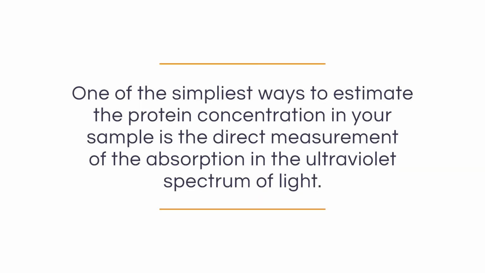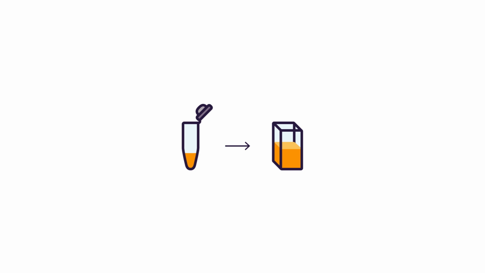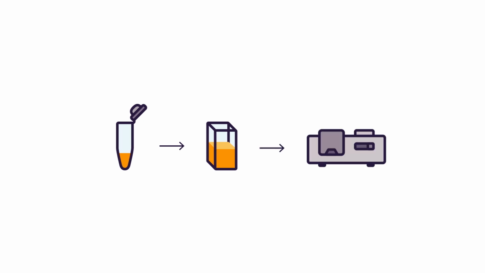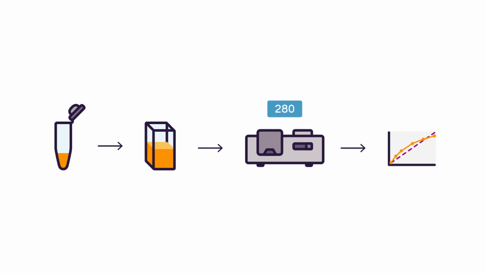In this lesson, we're going to be talking about one of the simplest ways to estimate the protein concentration in your sample: direct measurement of the absorption in the ultraviolet spectrum of light. This method takes advantage of the fact that aromatic amino acids have a peak of absorbance at 280 nanometers. So all we have to do is place our sample in a cuvette, put it in the spectrophotometer, read the absorbance at 280 nanometers, and then interpolate the data based on a standard curve.